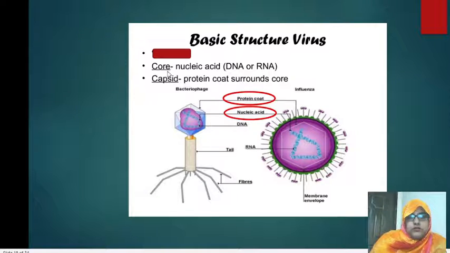Here is a structure. The core contains nucleic acid and the capsid contains the protein coat surrounding the core. This one is the protein coat, and in the center there is nucleic acid. Here the nucleic acid is DNA. Here you can see this is the coat, or capsid. In the center, this one is nucleic acid in the form of RNA, because it is a single stranded structure. Alright.